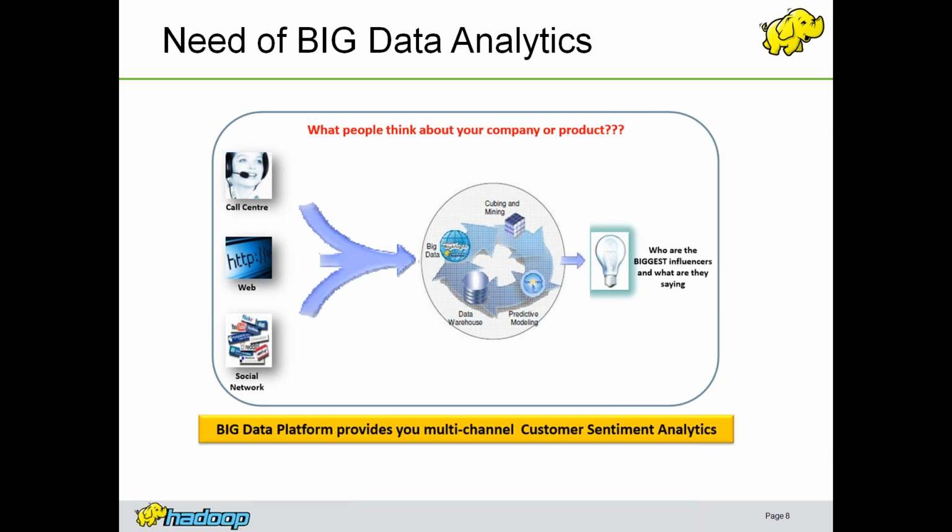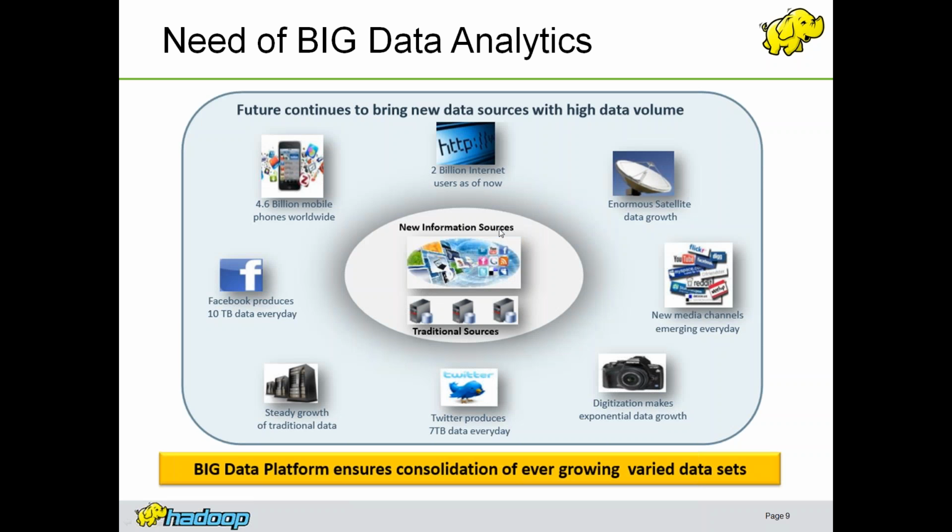So these data can be processed. That's where big data comes into the picture. The need for big data analytics is not only social media or websites creating data. In the current world, 4.6 billion mobile phones worldwide are producing data. 2 billion internet users every day are producing data. Enormous satellite growth, every second, every millisecond, produces weather monitoring and other satellite feeds of data, which keep on being produced and can be processed.